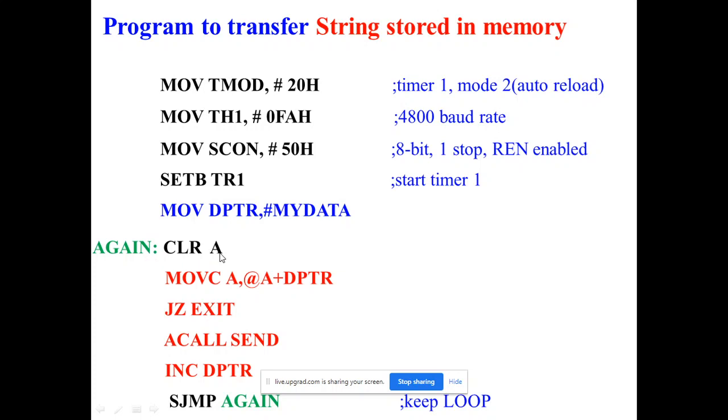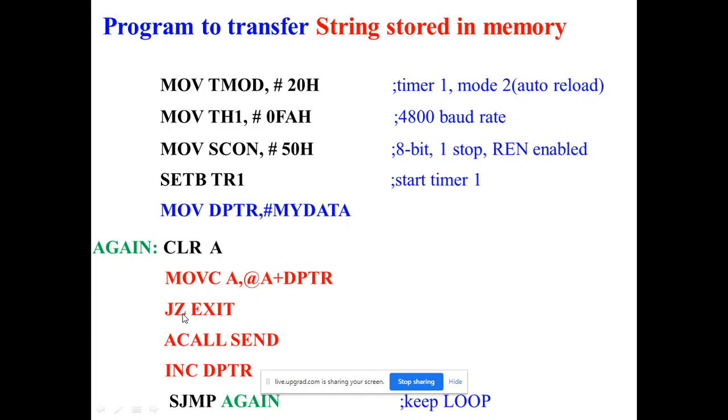Then next, clear accumulator. Whatever is in the accumulator, clear it, because I don't want any illegal or unwanted thing, and that's why I'm clearing the accumulator. Then I'm writing the instruction MOVC, which is related to code memory: MOVC A, @A+DPTR. Now A is 0, 0 plus DPTR, now it is showing the first location of my data. That first character is coming into the accumulator.